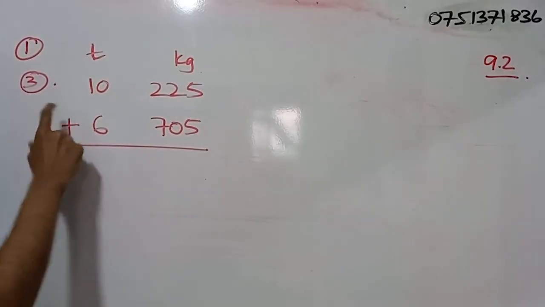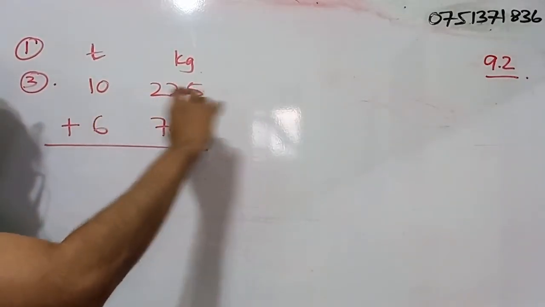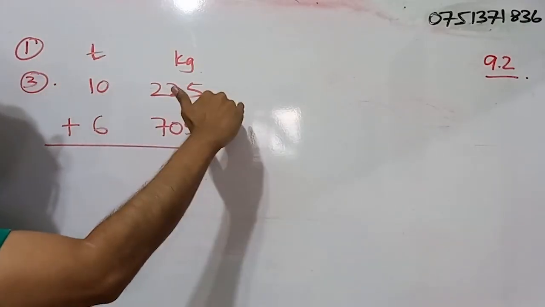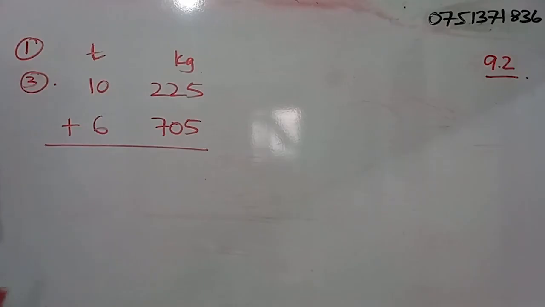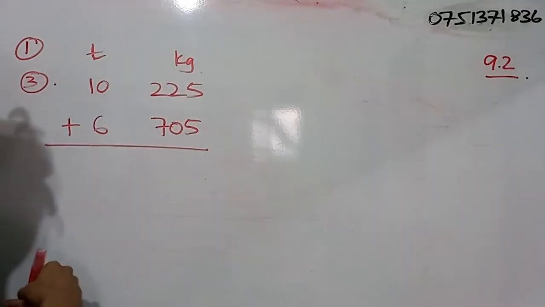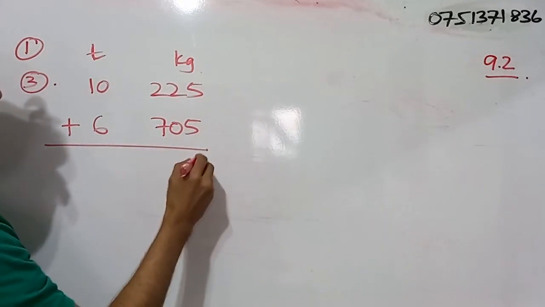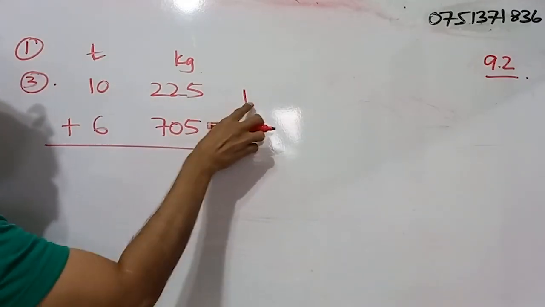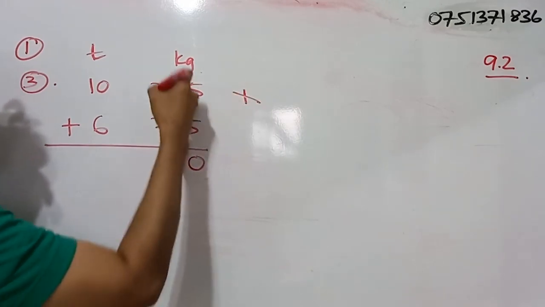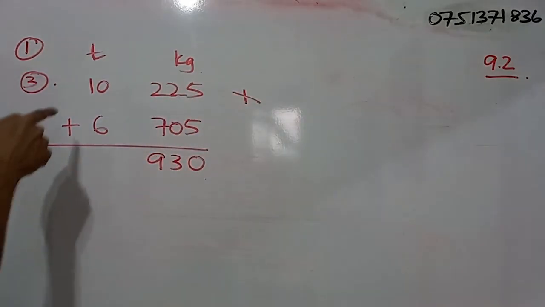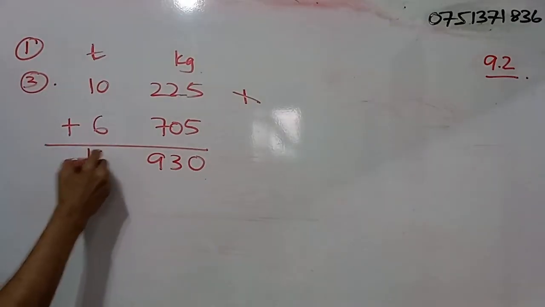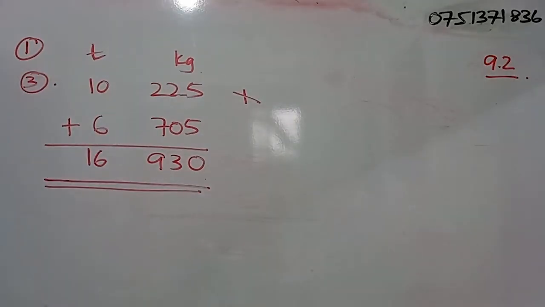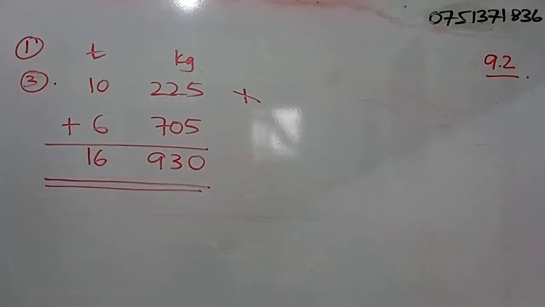So this part of the question, these two values have been given to us in horizontal manner. Even though it is given to us in the horizontal way, we write it column wise, right? So we start from here, okay? So 5 plus 5, that's a 10. Then we regroup the 1. 2 plus 0, that is 2. Add the 1, this becomes a 3. 2 plus 7, that is 9. Then 10 plus 6, that is 16. Right? So here the answer is 16 tons and 930 kilograms.